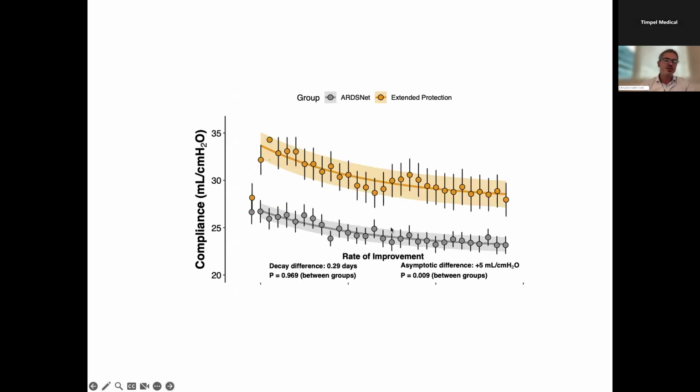The same thing happened with compliance. After randomization, compliance was higher in the intervention arm, and it remained higher, even though it dropped a little bit over time. It dropped in both arms, but the difference remained the same. This is unheard of since the large versus lower tidal volume trials, in the protective era, let's call it that. A change in compliance of this magnitude hasn't really been seen, at least not a sustained change.